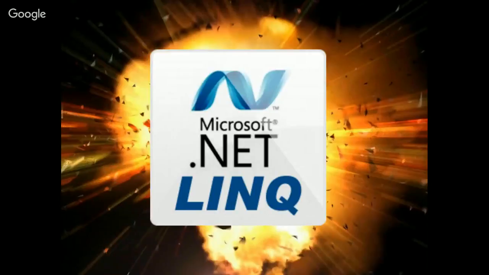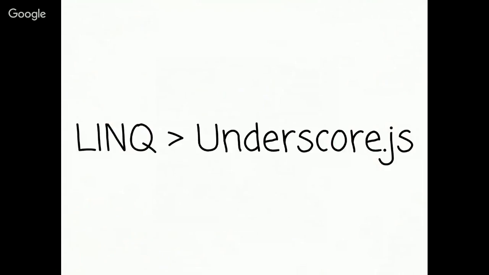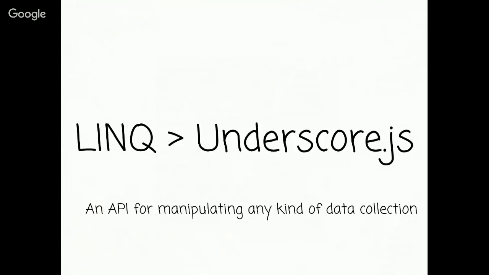So he went to Microsoft, and it seems to have taken him a long time. But while he was there in 2007, he introduced a thing called LINQ. It was for .NET. I'll explain what it is. LINQ is kind of like a better version of Underscore, or a better version of Lodash, if you like. It's an API for manipulating any kind of data collection.